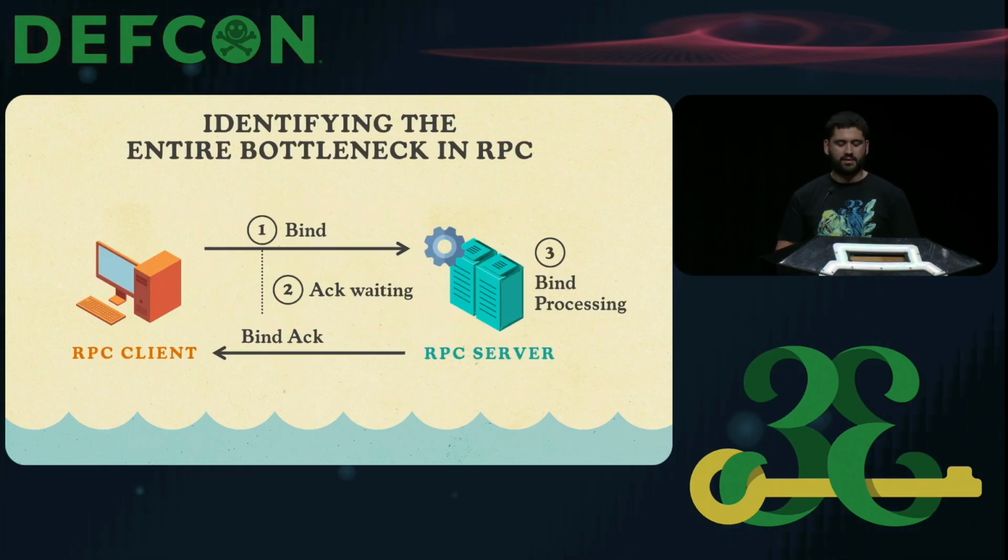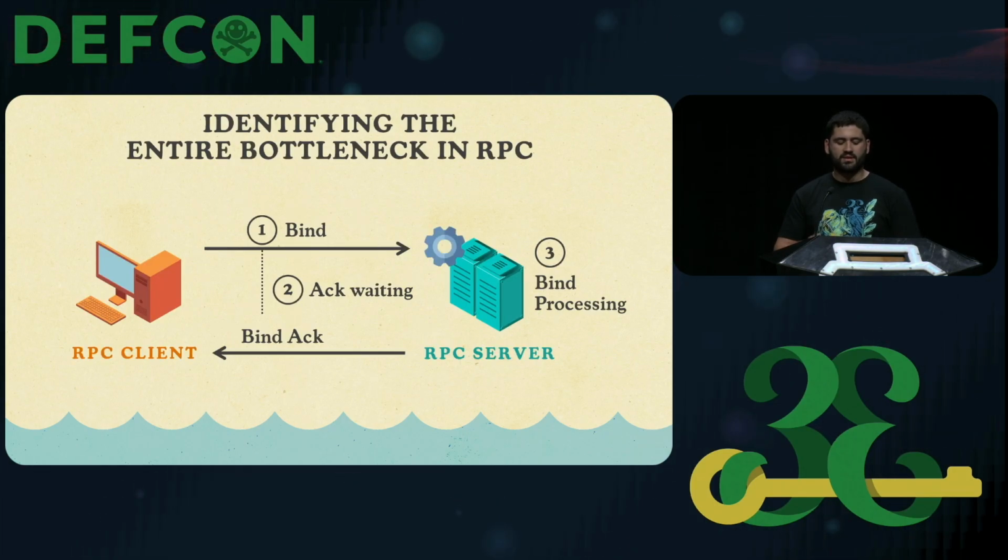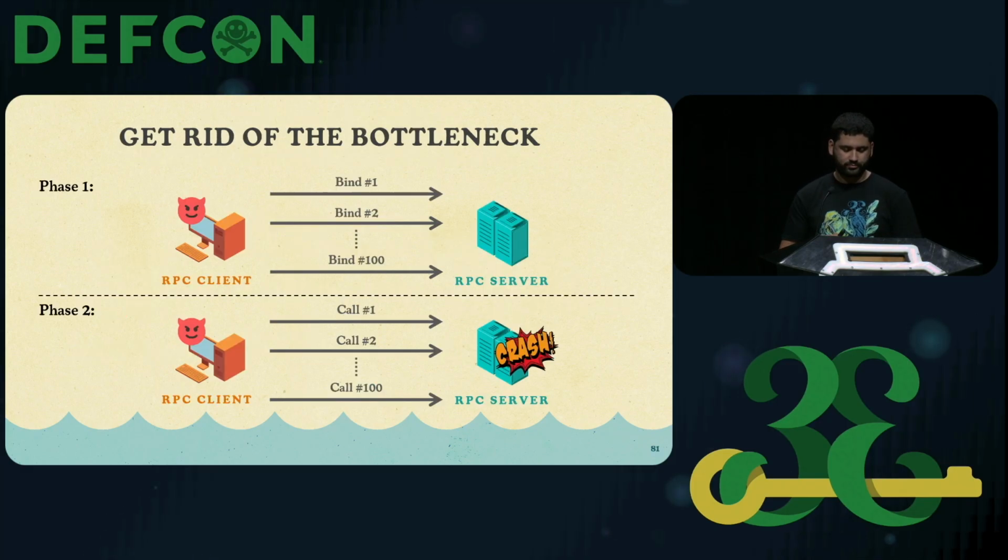And to answer that, we identified the entire bottleneck, which is everything before the RPC call. First is sending the bind packet. Second is waiting for the bind acknowledgement, as we know from the stateless RPC technique. And third is the processing time on the target. So we know the RPC call raises memory. Our plan is to split the attack into two phases. The first one opened thousands of connections by sending all the bind packets up front. And the second flooded simultaneously with RPC calls to spike memory.